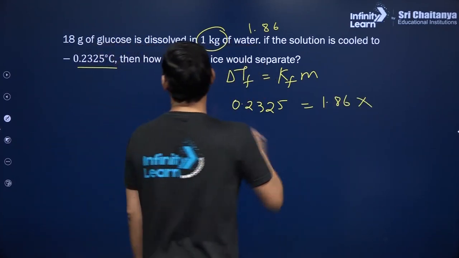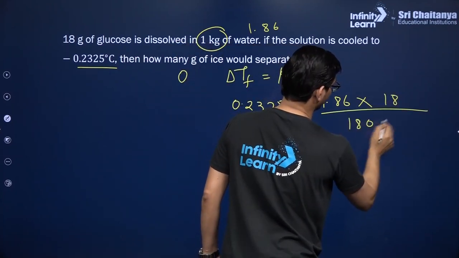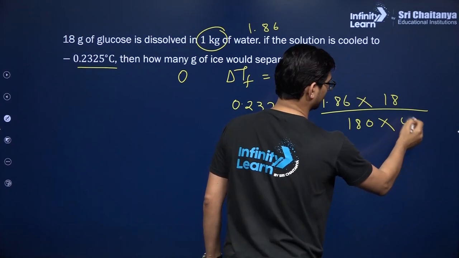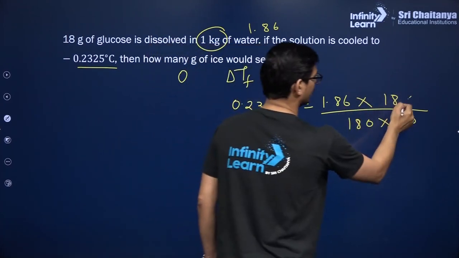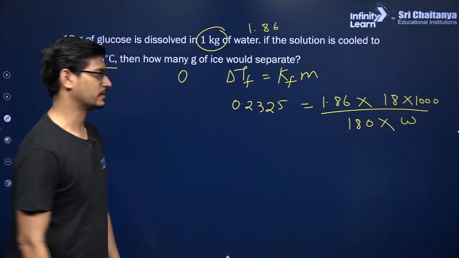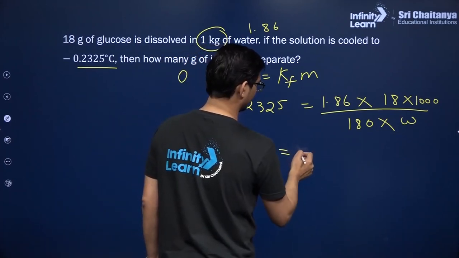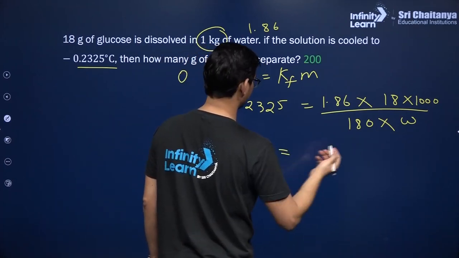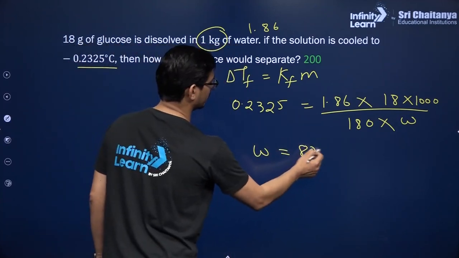Molality of solution is moles of glucose, which is 18 divided by 180, right? And mass of water remaining in the solution phase is W, to convert into kg, I will divide it by 1000. So you can calculate W, right? I think it will come out to be 800, right? You can check the calculation, do it, right? So if it comes out to be 800, right?